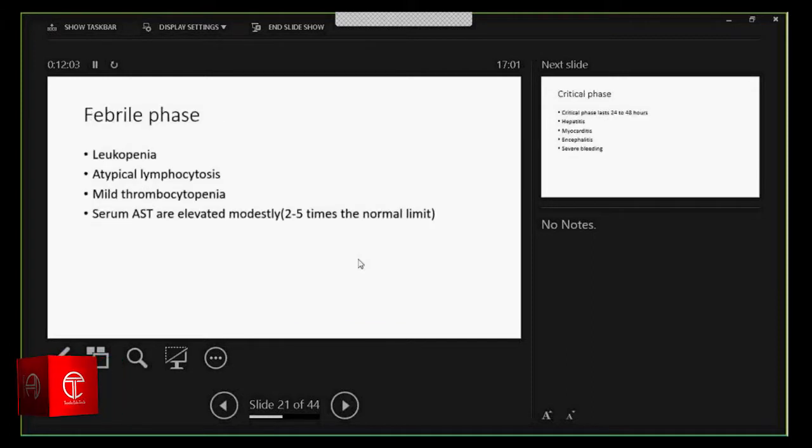So in the febrile phase, you will see low white cells. You can have atypical lymphocytes. They might have mild thrombocytopenia. AST will be elevated, but it would be elevated more modestly, like roughly around 2 to 5 times the normal limits.